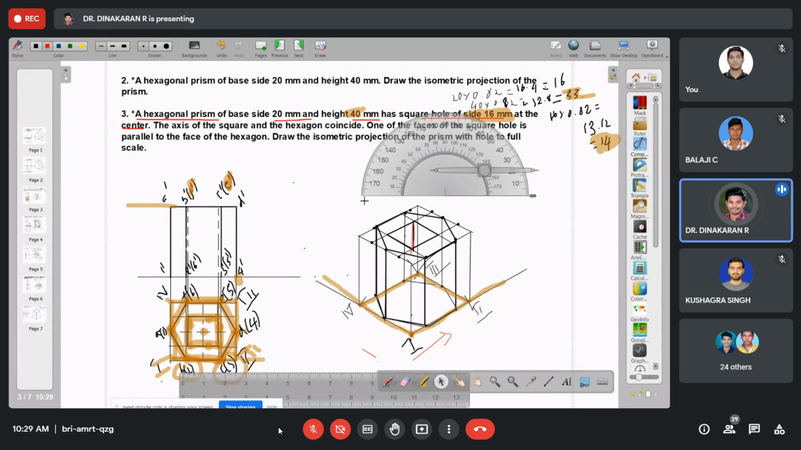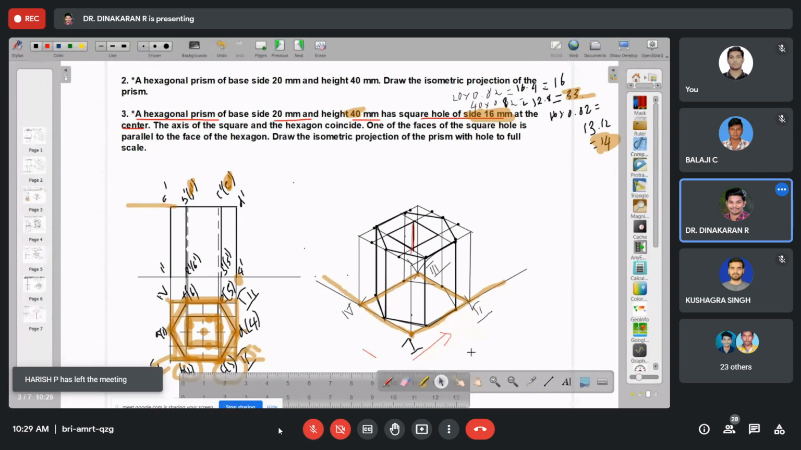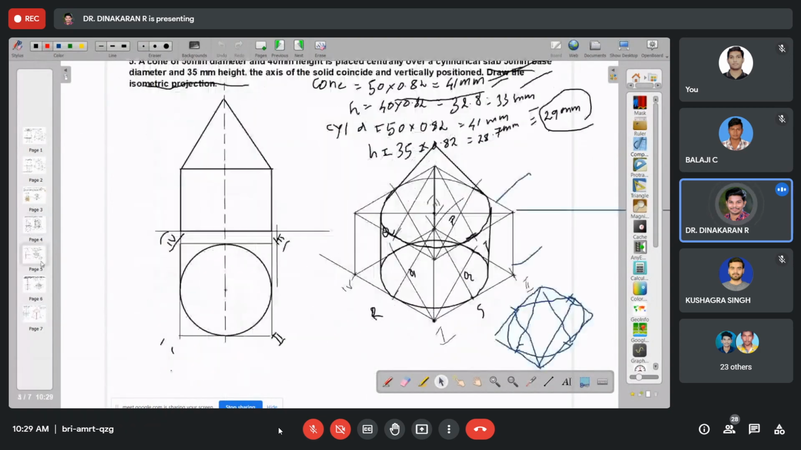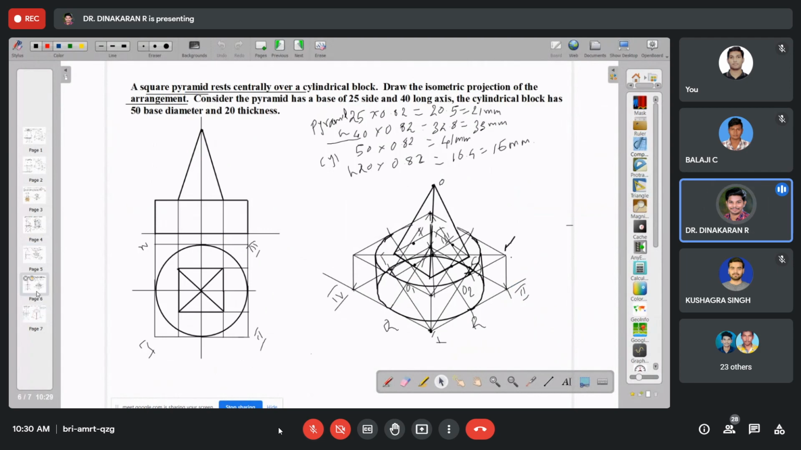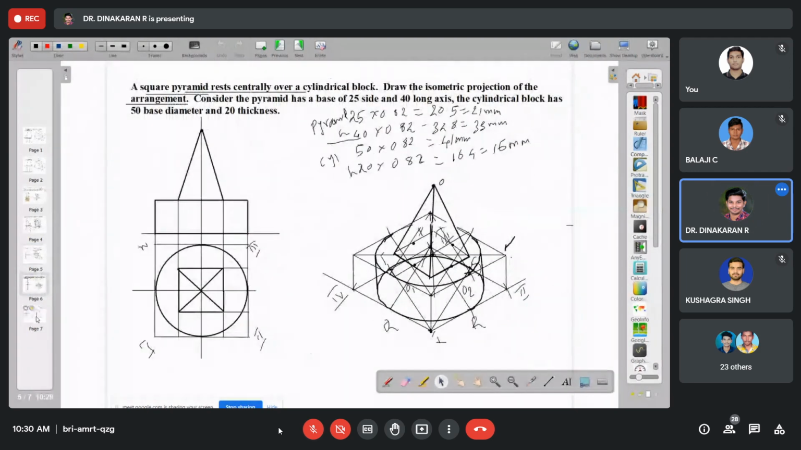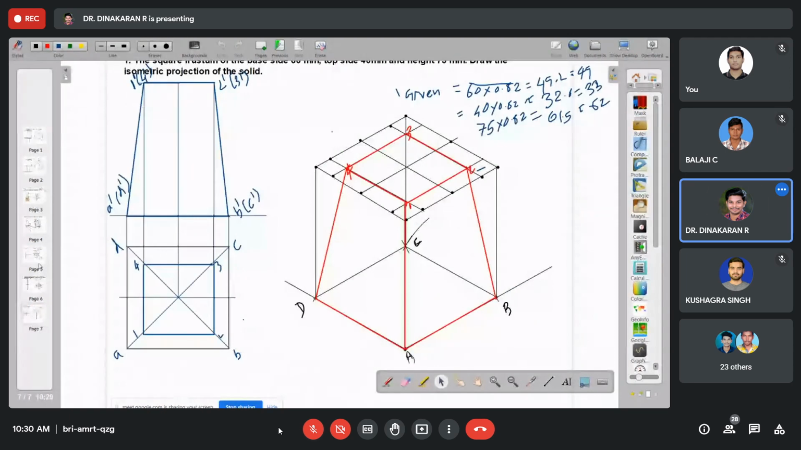Any doubt on this problem? You can ask me. Next, I will solve the circle problem in tomorrow's class. With this I will stop today's class. In the next class we will solve two problems on this: one on a circle problem, another one on a semicircle problem.